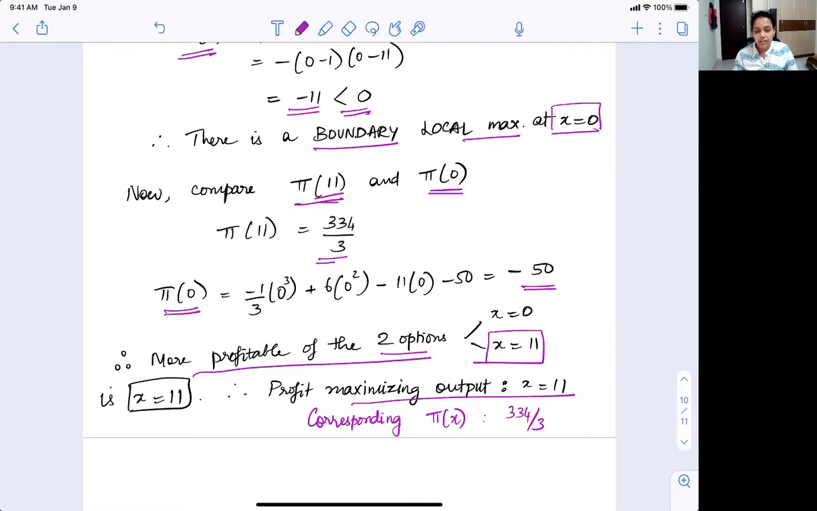Now, what I've done is I've picked up two local maximum points, and I've told you which one gives a higher profit. But is that the same as finding the global maximum? The only way to know that is to actually sketch the function and try to understand its behavior. For that, I'm just going to quickly switch to Desmos, and let's plot the function.